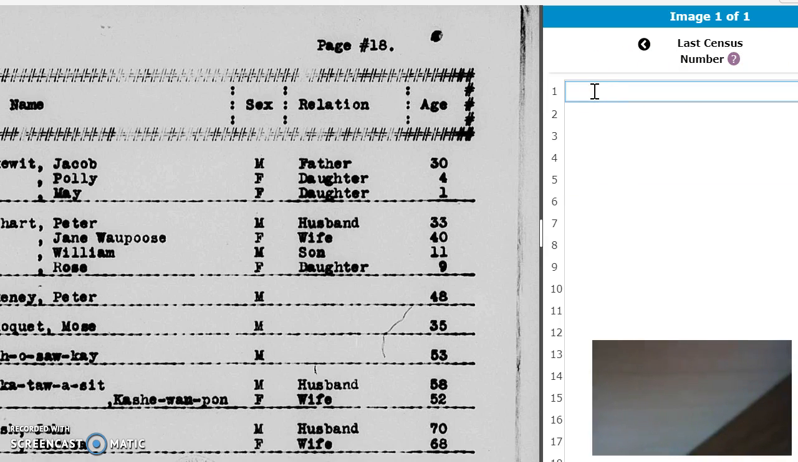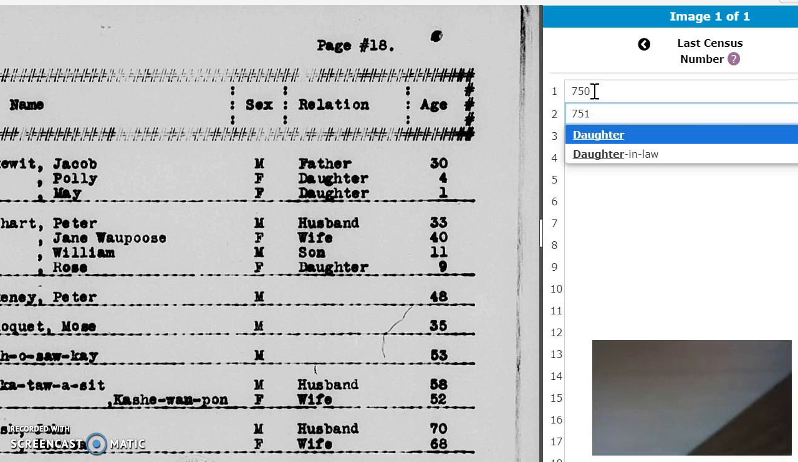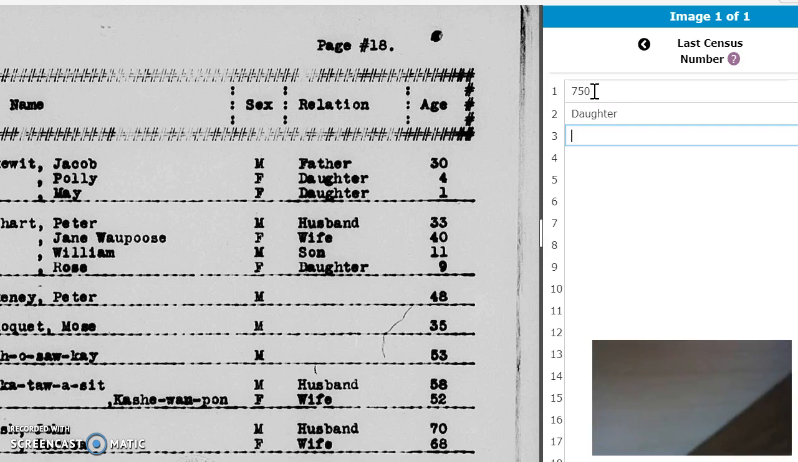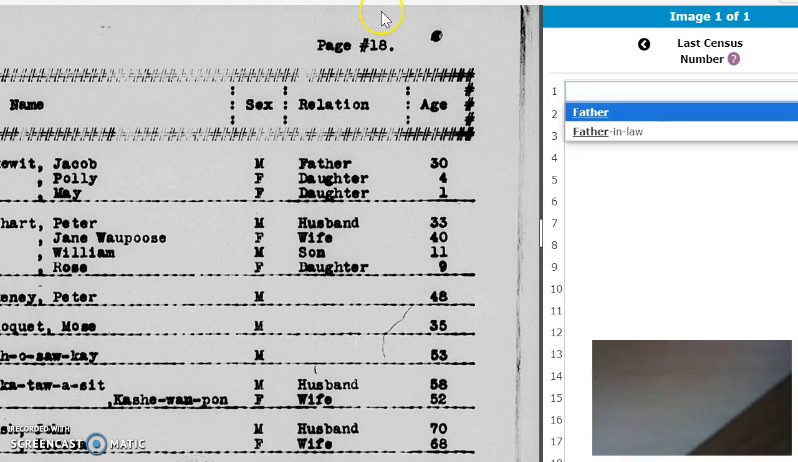Last census number. This record doesn't have a last census number, but I'm going to pretend it does and that it's 750. Oh, the gremlins are here too. I can go ahead and type 750, but then I'm going to have to press tab. Let's try 751 and enter. Whoops, gave me daughter. 751, tab. We don't have these, so I'll clear them out.